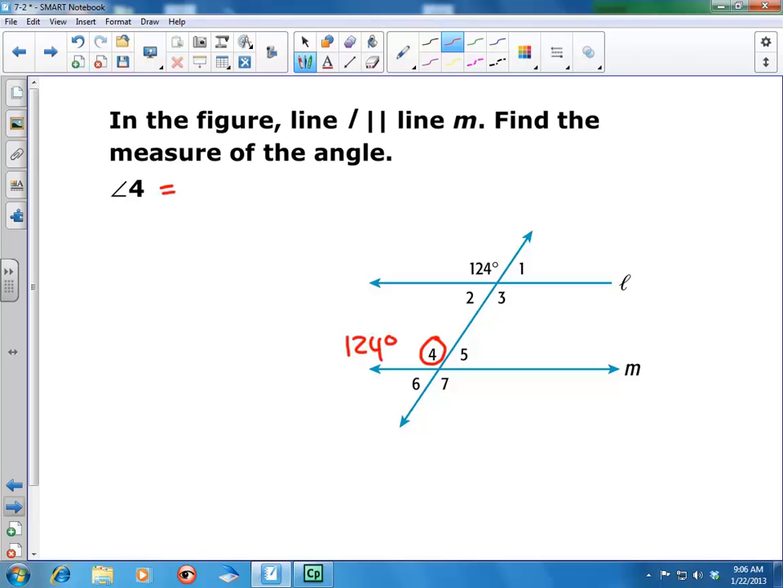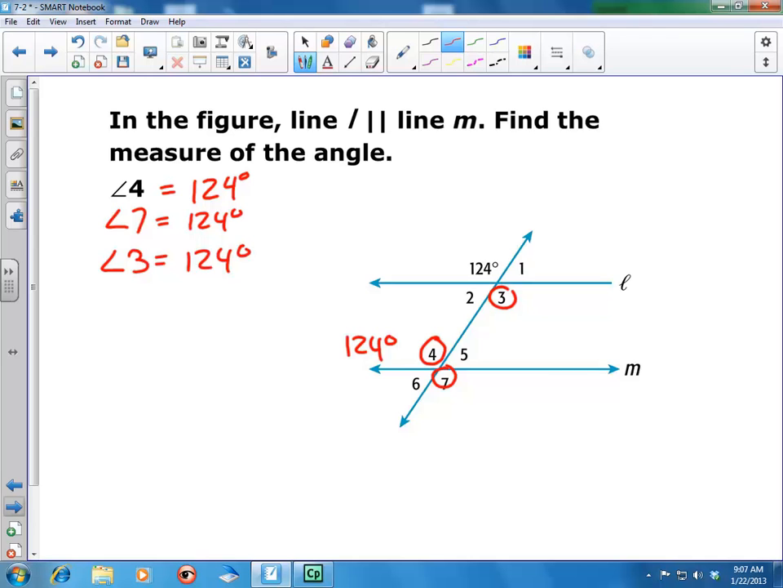Okay? Good, that's 124. Now, what else would be 124? Yeah, 7 could be 124 because that is a vertical angle to angle 4. So angle 7 would also be 124. Yeah, 3 could be also. Sure, because it's alternate exterior to number 7, alternate interior to number 4, corresponding to number 7, and vertical to 124. There's all kinds of rules you can use to show that that one's 124.